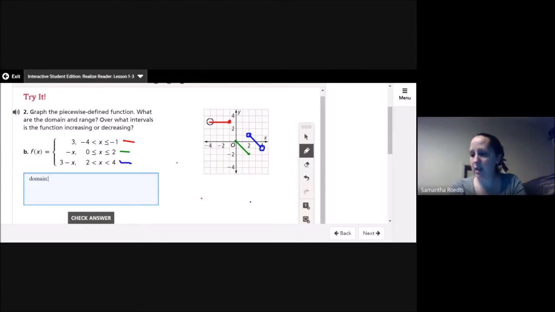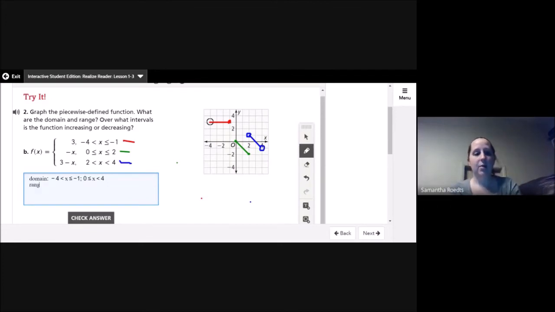My domain is negative 4 is less than x is less than or equal to negative 1. Okay, there's nothing between negative 1 and 0, so it stops there. And then 0 is less than or equal to x is less than 4. Okay, so there's actually two sections of my domain. So my first domain is this one right here, negative 4 to negative 1. Okay, you can see that there's nothing here between those two.